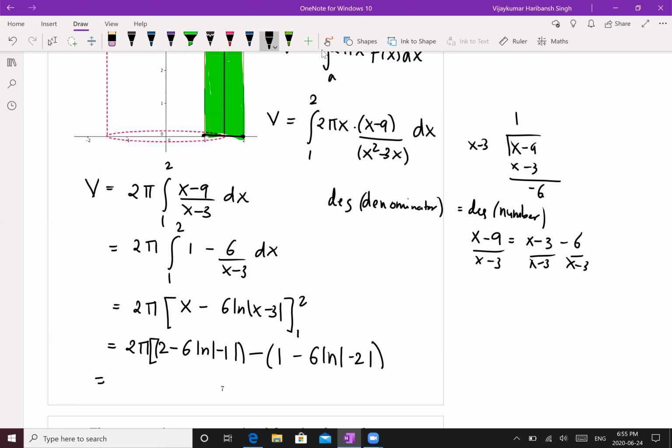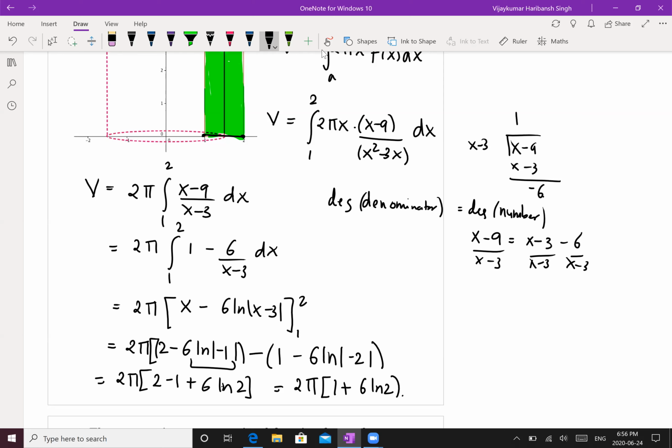Now let's simplify this. So 2 pi times 2, this will become 0, minus 1, minus of minus, plus 6 ln 2. This is going to be 2 pi times 1 plus 6 ln 2. So this is your integral.